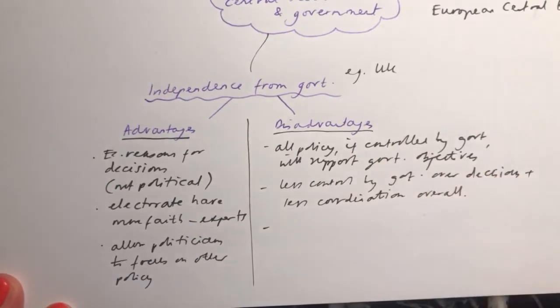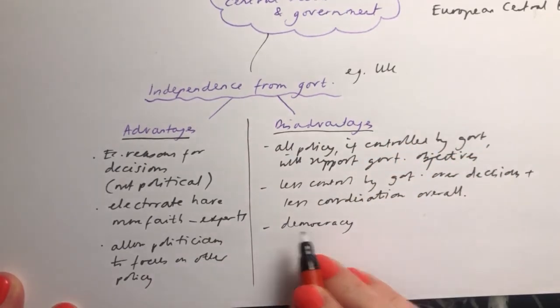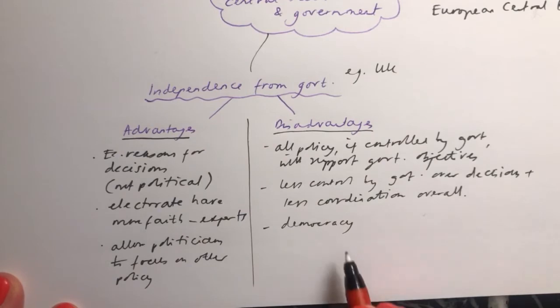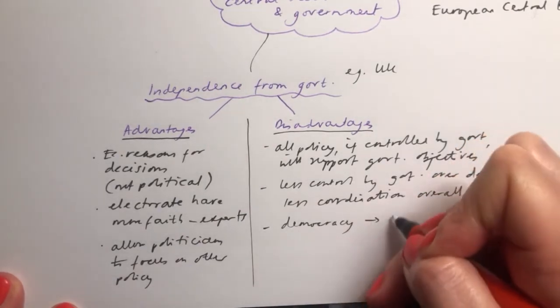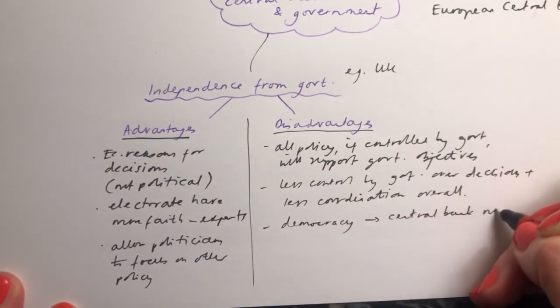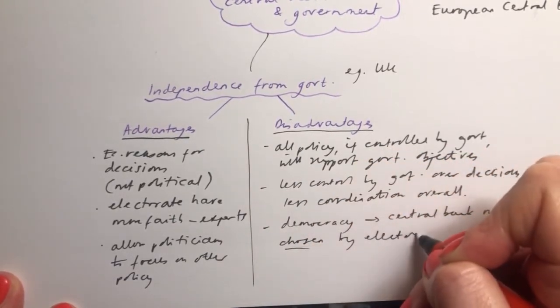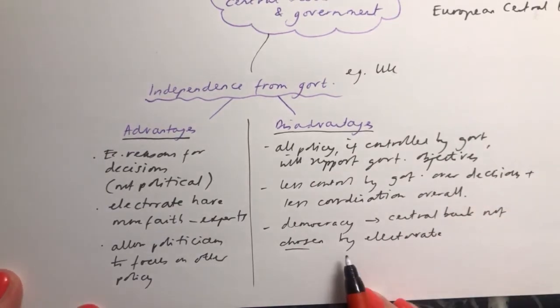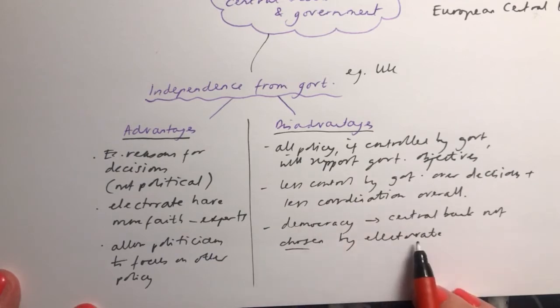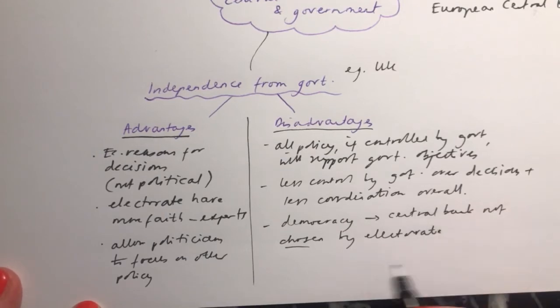The third one here is that if you have a democracy and you have independence from government of the central bank, it will mean that the central bank is not chosen by the electorate, by the people voting in that country. If it's independent, then the electorate have no choice over who makes up the central bank, and you could say that that's bad for democracy.